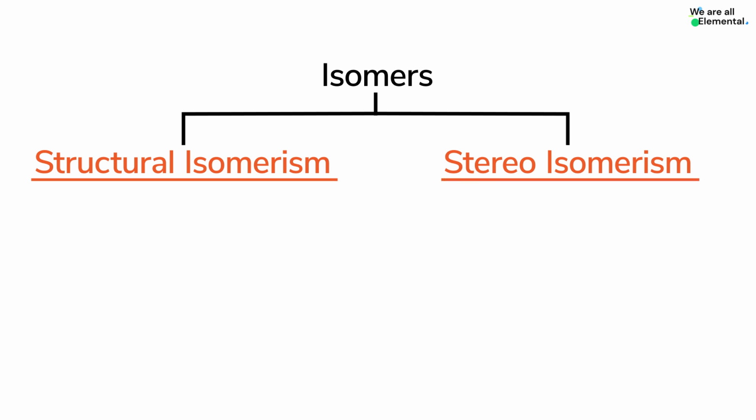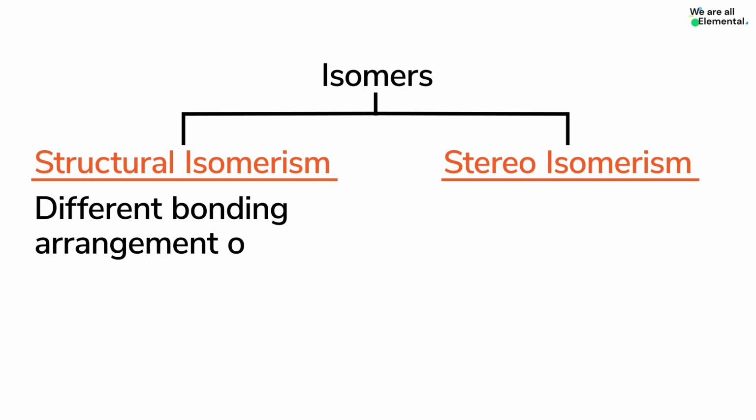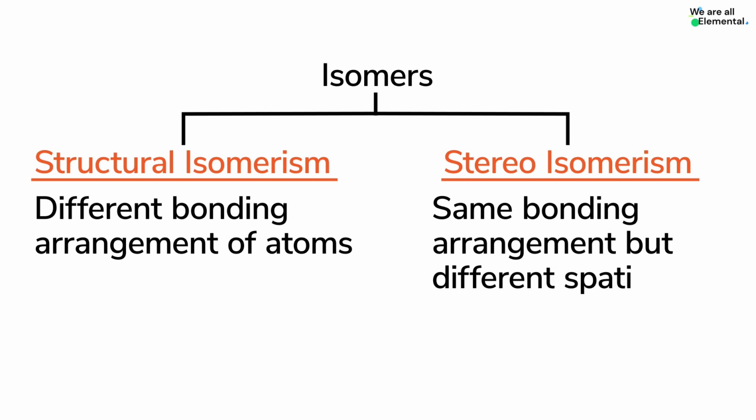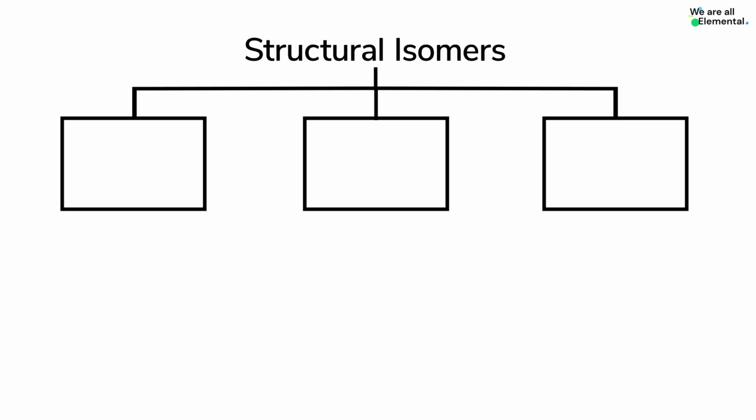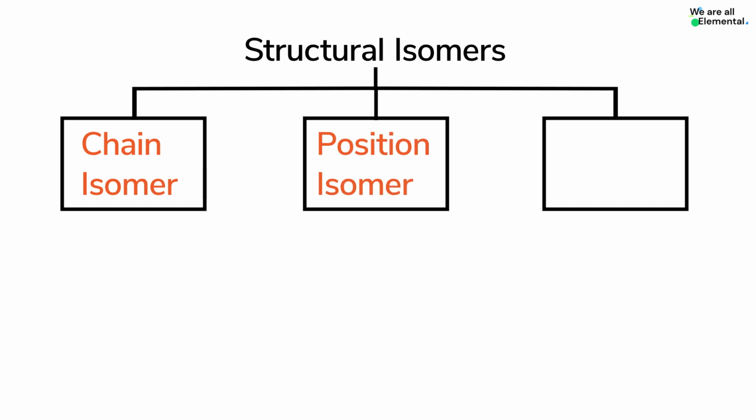Structural isomers have different bonding arrangement of atoms, while the stereoisomers have the same bonding arrangement but different spatial orientation in the 3D space. In this video and workbook, we'll confine our discussion to structural isomers. Structural isomers are of three types: chain isomer, position isomer, and functional group isomers.